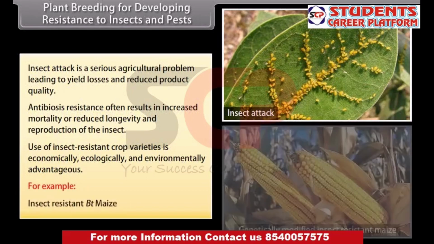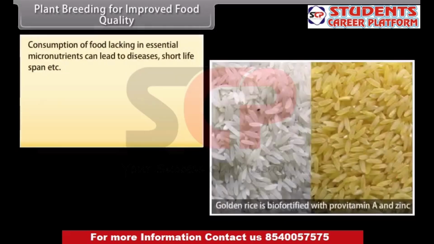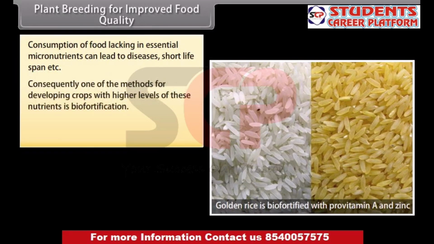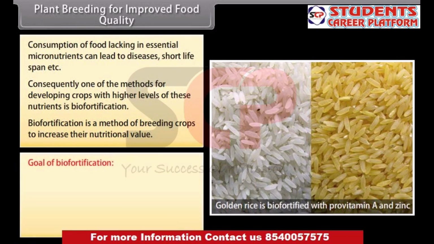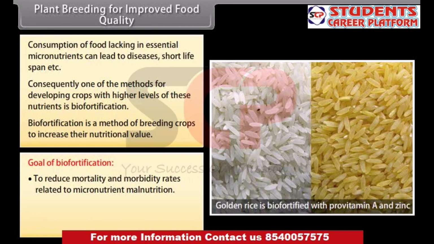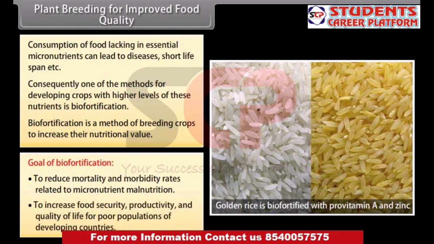For example, insect-resistant food quality. Consumption of food lacking in essential micronutrients can lead to diseases, short lifespan, etc. Consequently, one of the methods for developing crops with high levels of these nutrients is biofortification. Biofortification is a method of breeding crops to increase their nutritional value. Goal of biofortification: to reduce mortality and morbidity rates related to micronutrient malnutrition, to increase food security, productivity and quality of life for poor populations of developing countries.